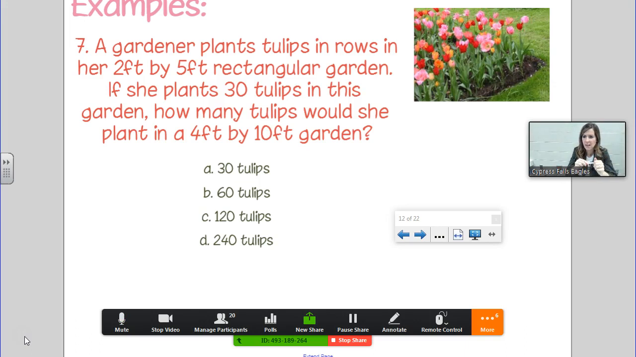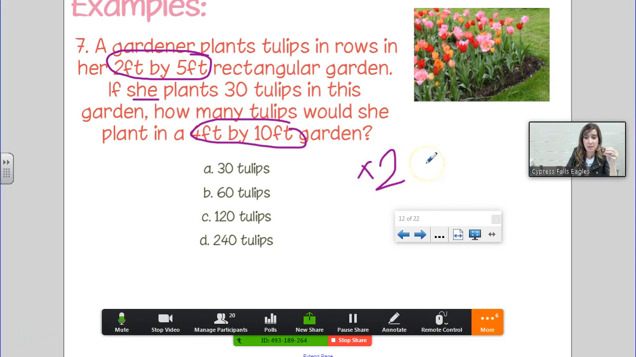She squared it. 5 squared is not 10. Oh, times 2, I mean. She doubled it. She doubled the dimensions of her garden. First it was 2-foot by 5-foot. I'm sorry, I'm saying her. Oh yeah, it is her. Okay, good. Now it's 4 feet by 10 feet. Her dimensions doubled. And it's so tempting to take the 30 and just double it.